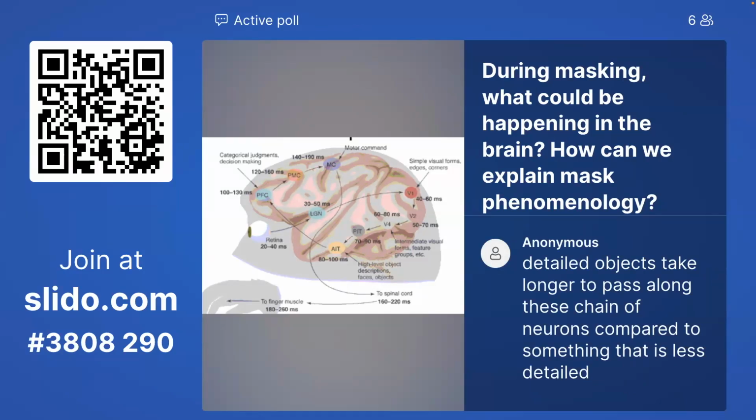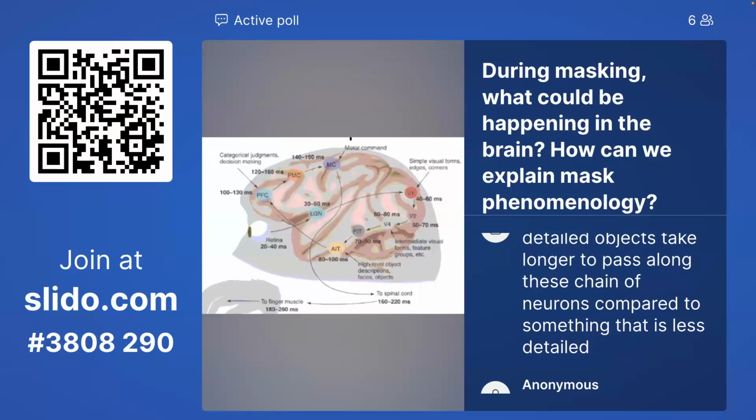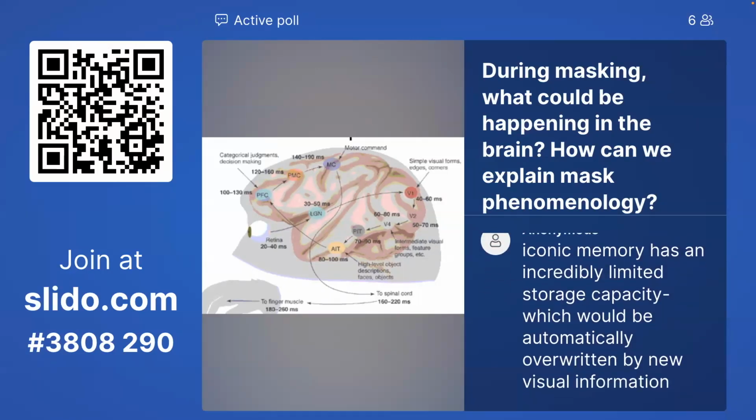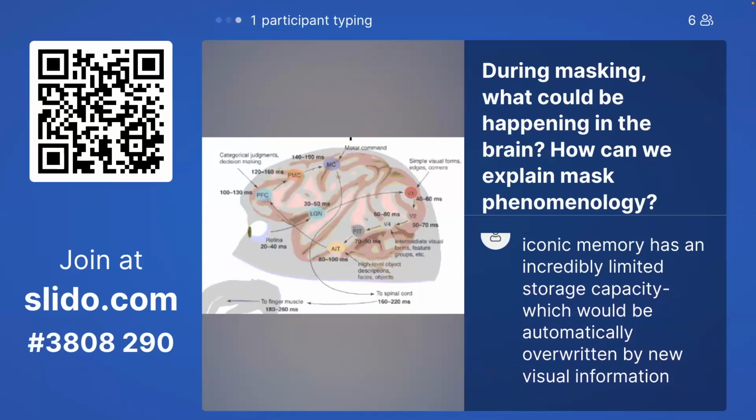Any other ideas? Detailed objects take longer to pass along this chain of neurons compared to something that is less detailed. Is this similar to what Lina said? Yeah, okay, good. Iconic memory has an incredibly limited storage capacity, which would be automatically overwritten by new visual information. That seems like a very knowledgeable answer.